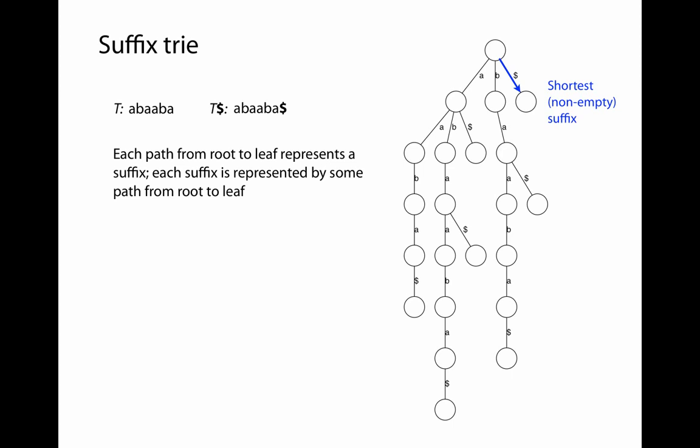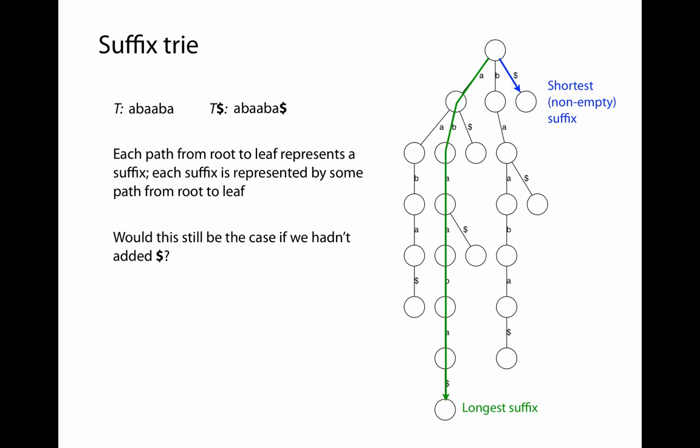So for example, this blue path here corresponds to the shortest non-empty suffix of T$, which is just the suffix consisting of just the $ sign character. And then this path that I've labeled in green corresponds to the longest suffix of T$, ABA$.